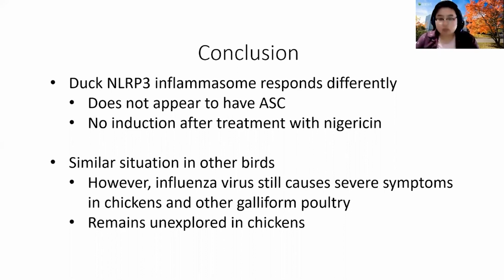The NLRP3 inflammasome in other species does behave similarly. However, unlike ducks, influenza virus still causes severe symptoms in these other species like chickens and Galliform poultry. And so the NLRP3 inflammasome remains unexplored in chickens in this context.